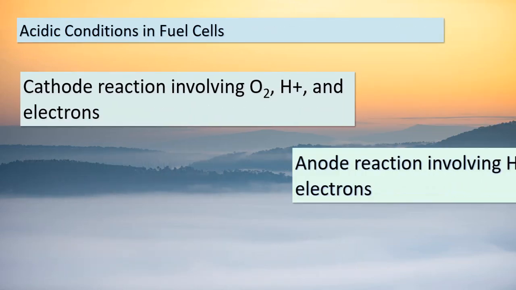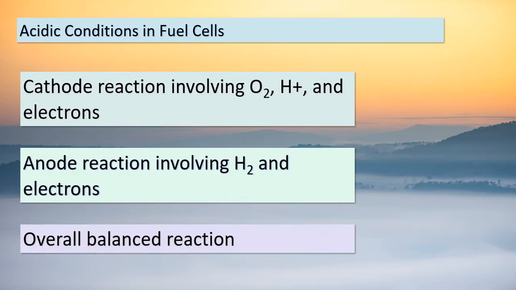Now, let's explore the reactions that take place within these cells under acidic conditions. Alright, students, let's dig deeper into the reactions occurring within fuel cells under acidic conditions. The cathode reaction involves the combination of oxygen gas, O2, 4 hydrogen ions, H+, and 4 electrons, e-, to produce 2 molecules of water, H2O.